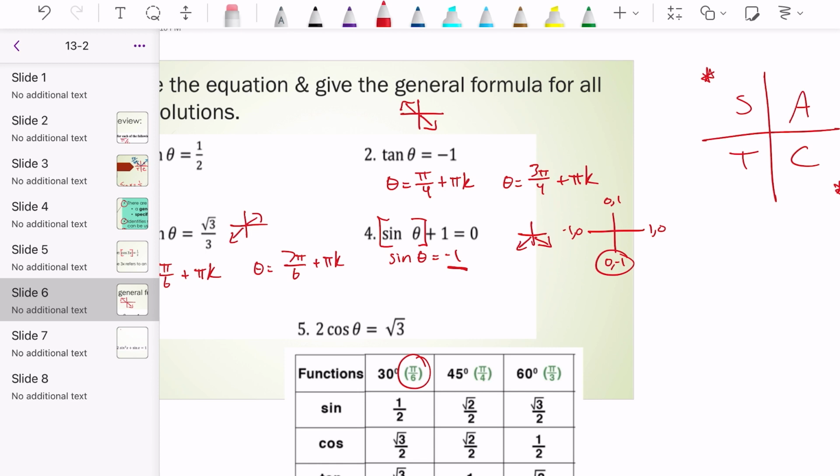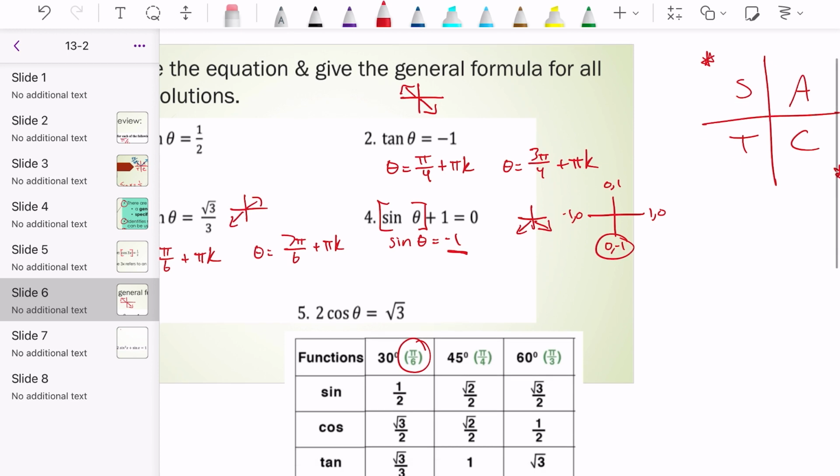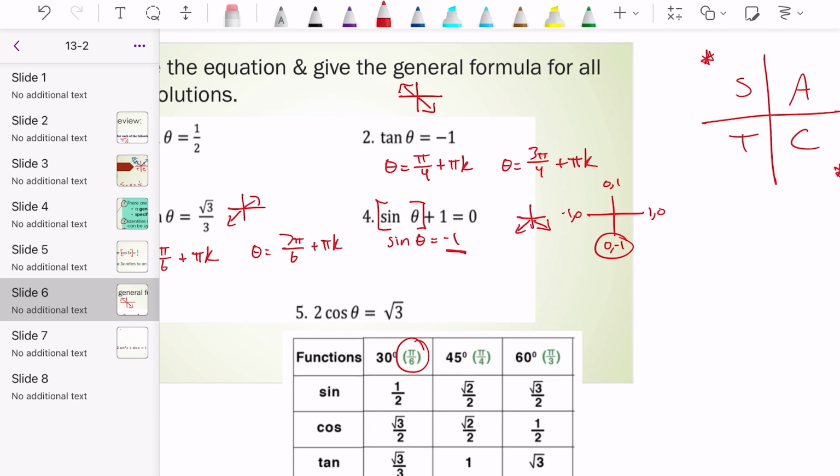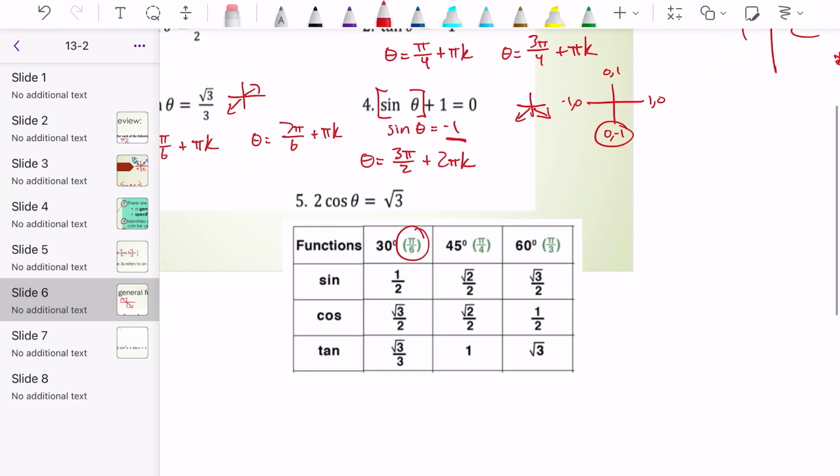We go ahead and write down that theta is equal to 3 pi over 2 plus 2 pi k. Let's go on to number 5.